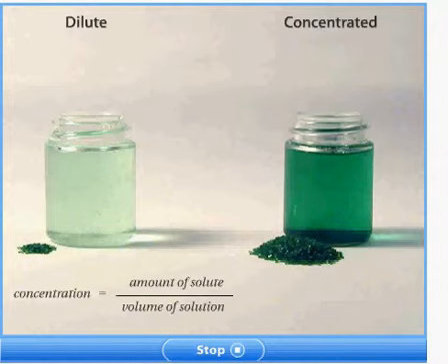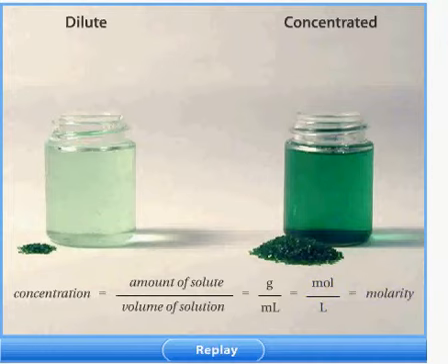Concentration is a measure of a solution's solute content. It is expressed as a ratio of the amount of solute per volume of solution. This ratio may be expressed in many ways, such as grams of solute per milliliter of solution, or as the number of moles of solute per liter of solution. This is called molarity.